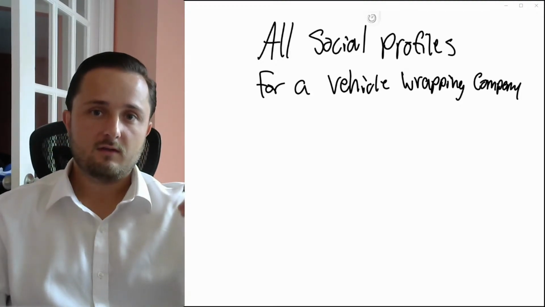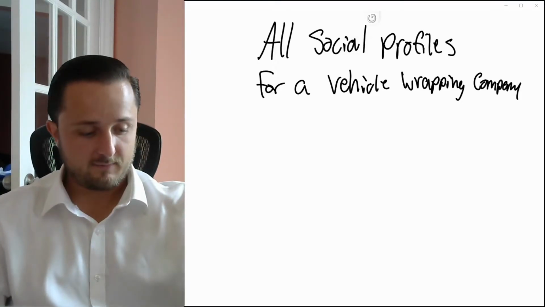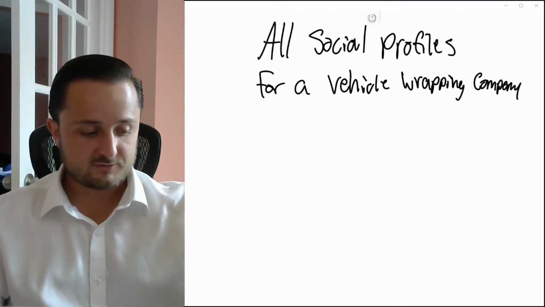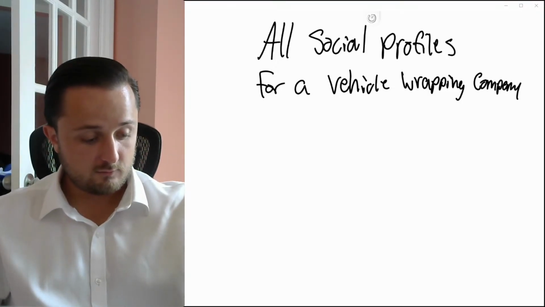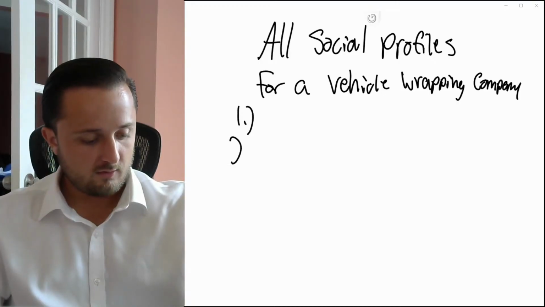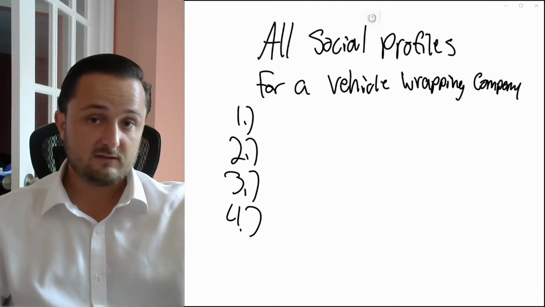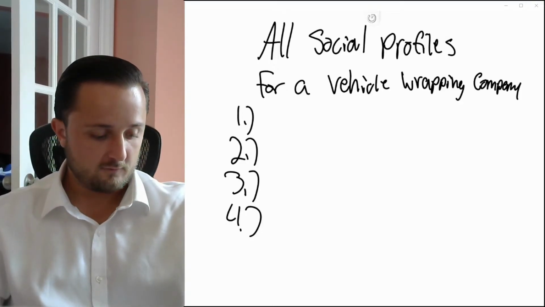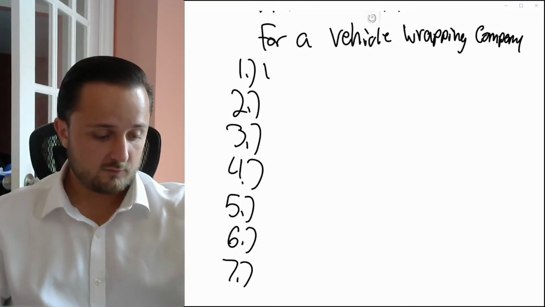So now all of the social profiles that you would need as a vehicle wrapping company. Now, if I was just starting out or if you were coming on as my client, what I would advise you to do, what we would go and do, is create one on all 7 of the platforms that you are allowed to link to from your Google Business profile. All 7 of those are going to be YouTube.